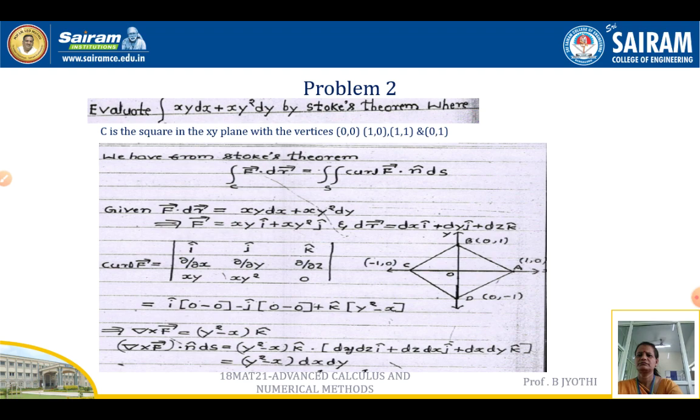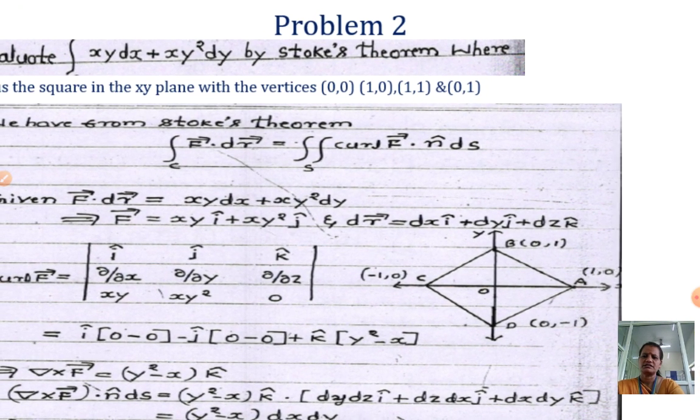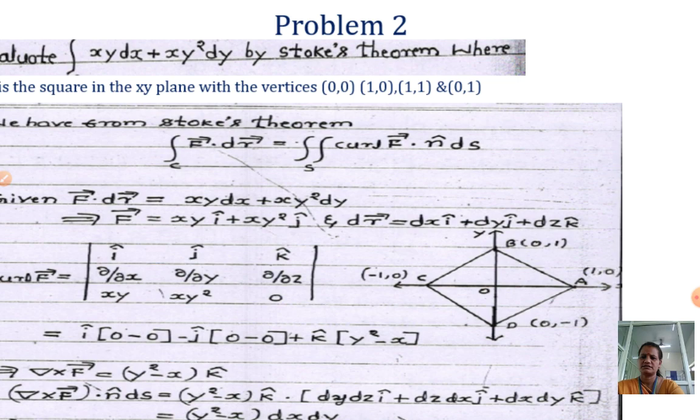Next problem. Evaluate xy dx plus xy square dy by Stokes theorem, where C is the square in the xy plane with the vertices (0, 0), (1, 0), (1, 1) and (0, 1). So here we have from Stokes theorem that the integral along C of F dot dr is equal to the double integral over S of curl F dot n cap ds.